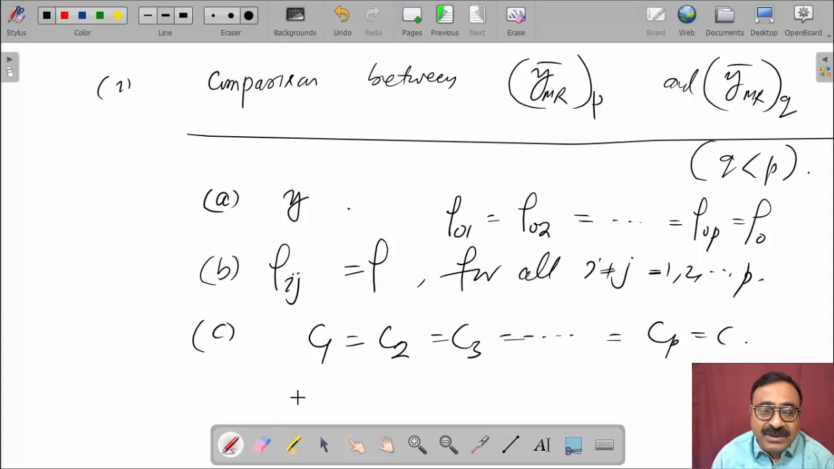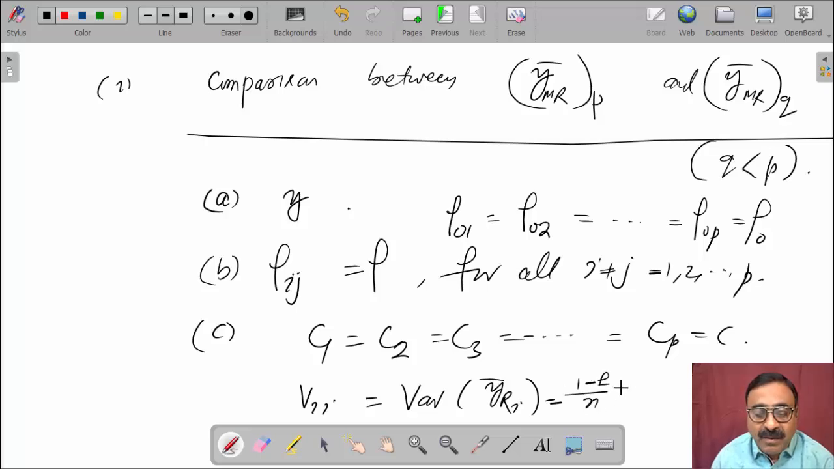So under these assumptions, V(I) equal to the variance of YRI bar is equal to 1 minus f by n into Y bar square, C0 square plus C square minus 2 rho 0 C0 C, that is equal to R say, for i equal to 1 to.